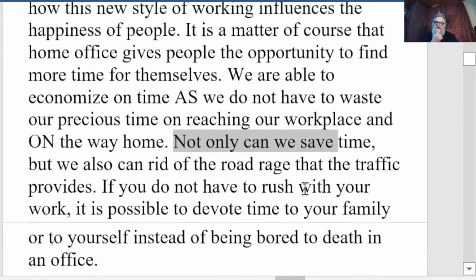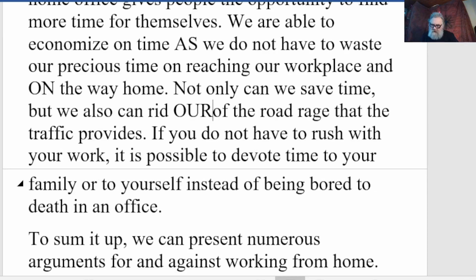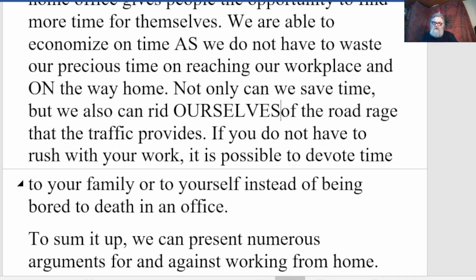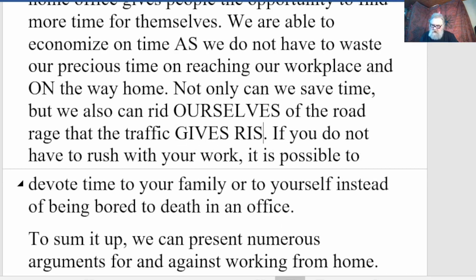Hey, I like this next one. Good. Not only can we save time, good, an inversion, I love it, but we also can rid ourselves of the road rage that traffic provides. Don't like the verb provides. Of the road rage that traffic causes. Let's try. Gives rise to.